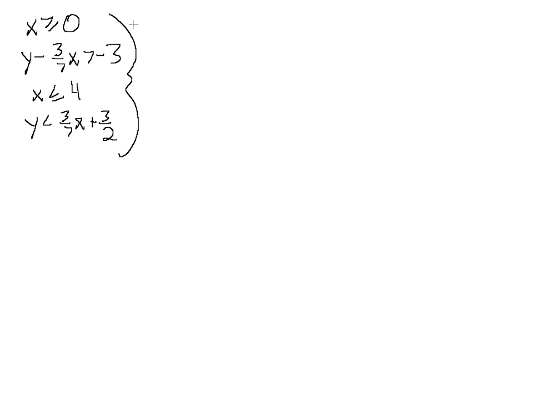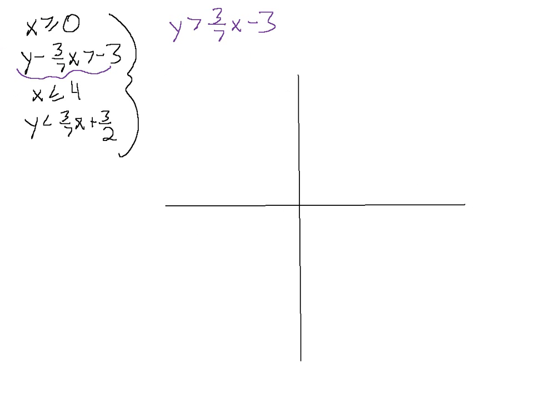So let's go ahead and convert this one into slope-intercept form, just like the other three are. So let's add 3/7x to both sides. So we get y is greater than 3/7x minus 3. All right, so we have all four inequalities in slope-intercept form. So let's see what this graph looks like. There's our y-axis and our x-axis. This is our positive y direction. This is our positive x direction.